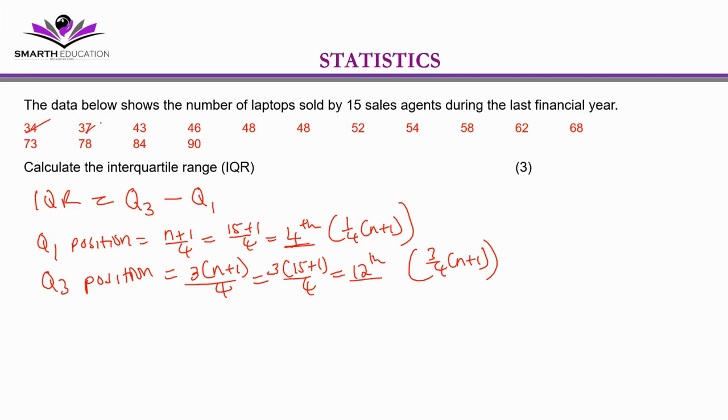So you have 1, 2, 3, 4. This is the lower quartile. 5, 6, 7, 8, 9, 10, 11, 12. This is the upper quartile. So therefore, the interquartile range is equal to 73 minus 46, which is equal to 27. That is the interquartile range.